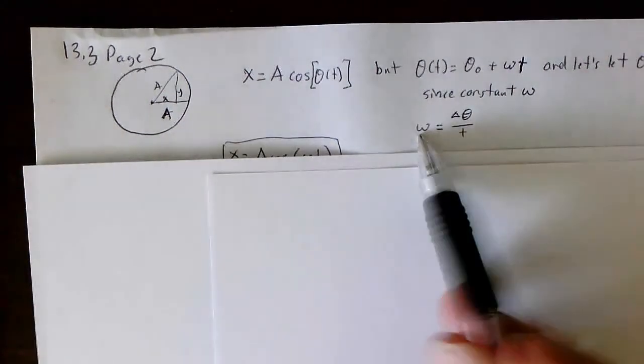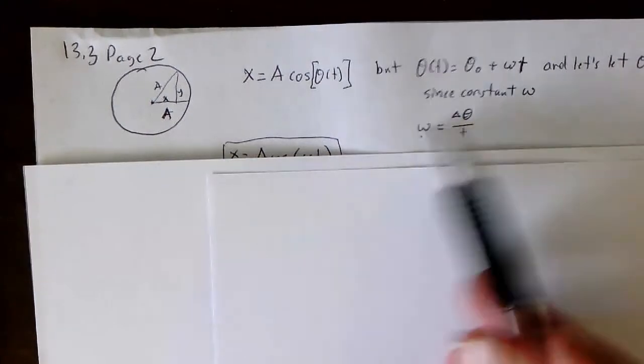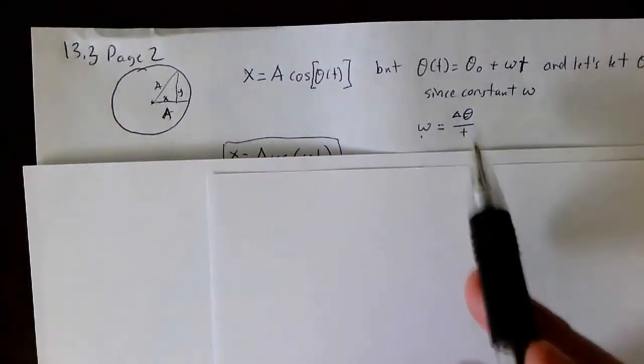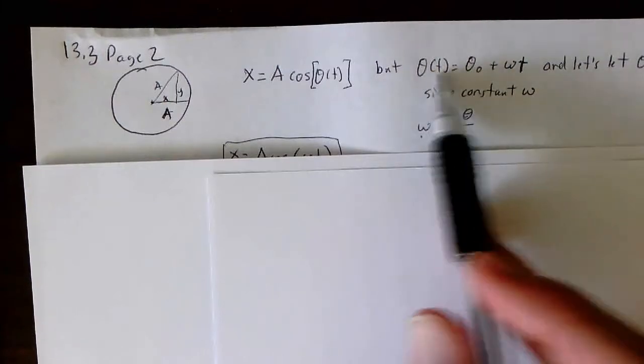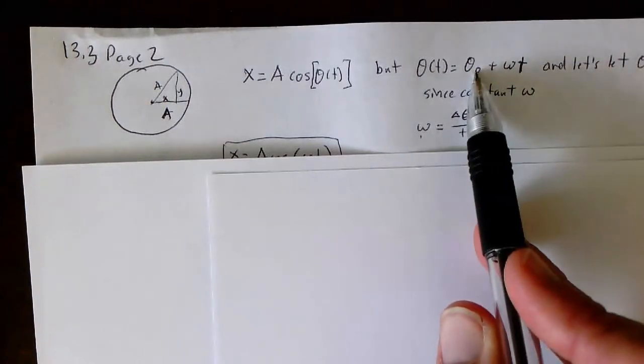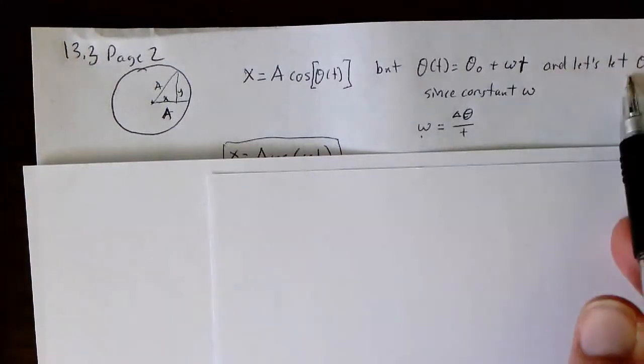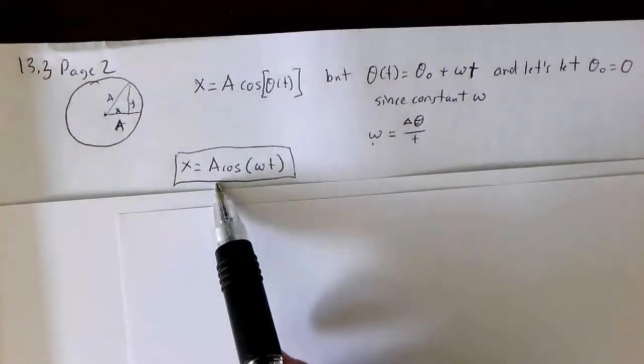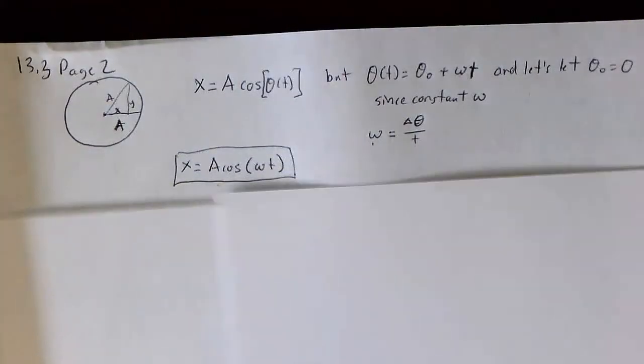Omega, constant velocity is distance over time, right? So constant angular velocity is a change in angle over time, and we solve this for change in angle, and then take the theta initial to the other side, we would get this, and we let the initial angle be 0, so we got that formula there. And then we're going to use that here.